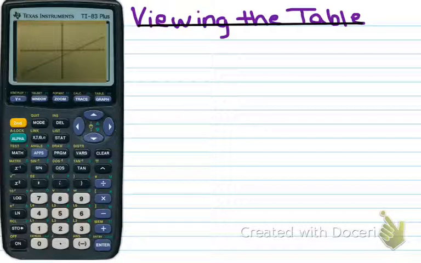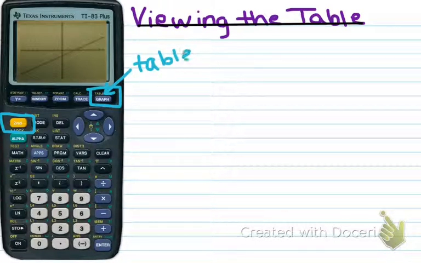Your calculator is helpful in providing you the XY table for your graph. To get to the table, we will have to press the second button, so that way we can get to all of the yellow or smaller text, and then graph to get to the table. You can see the word table above the graph button, meaning that I had to press second first, and then the graph button to get to the XY table.